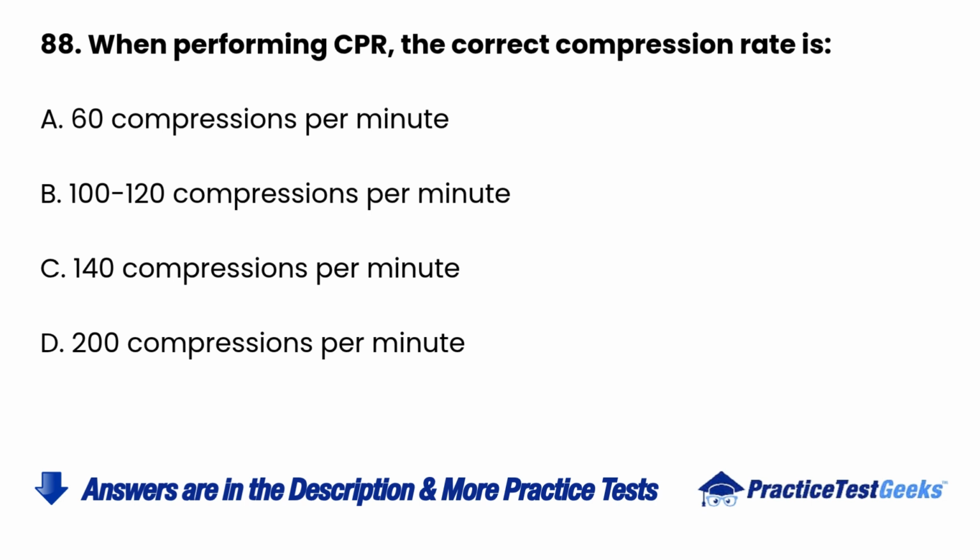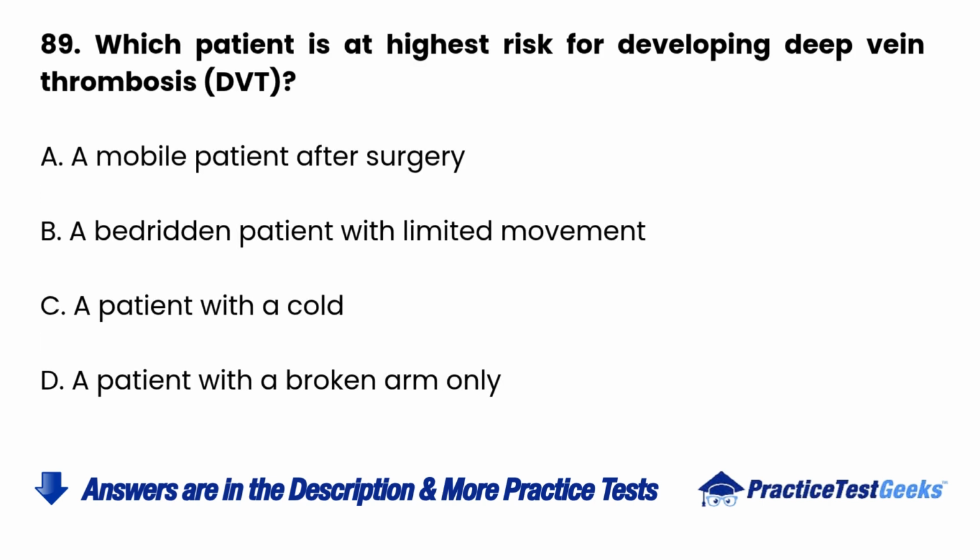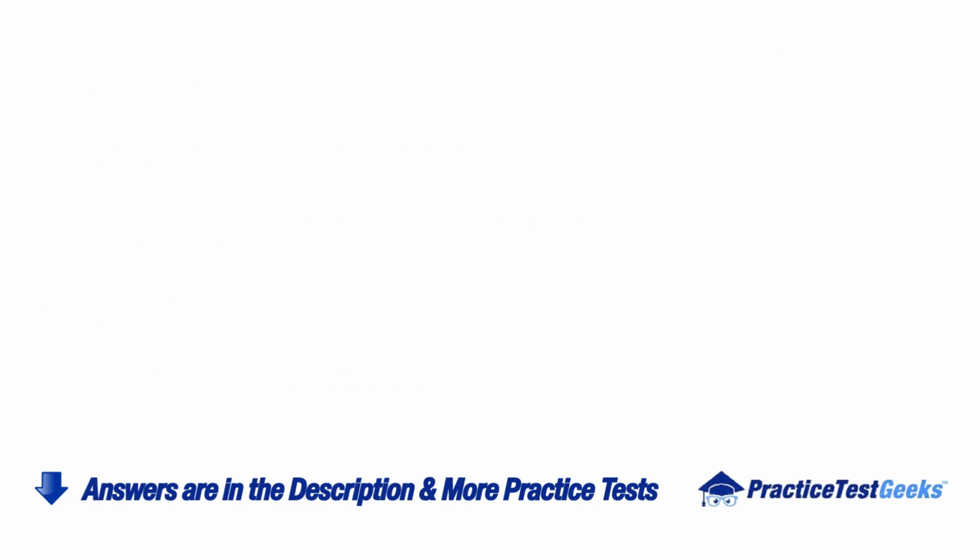60 compressions per minute. B. 100 to 120 compressions per minute. C. 140 compressions per minute. D. 200 compressions per minute. 89. Which patient is at highest risk for developing deep vein thrombosis, DVT? A. A mobile patient after surgery. B. A bedridden patient with limited movement. C. A patient with a cold. D. A patient with a broken arm only.